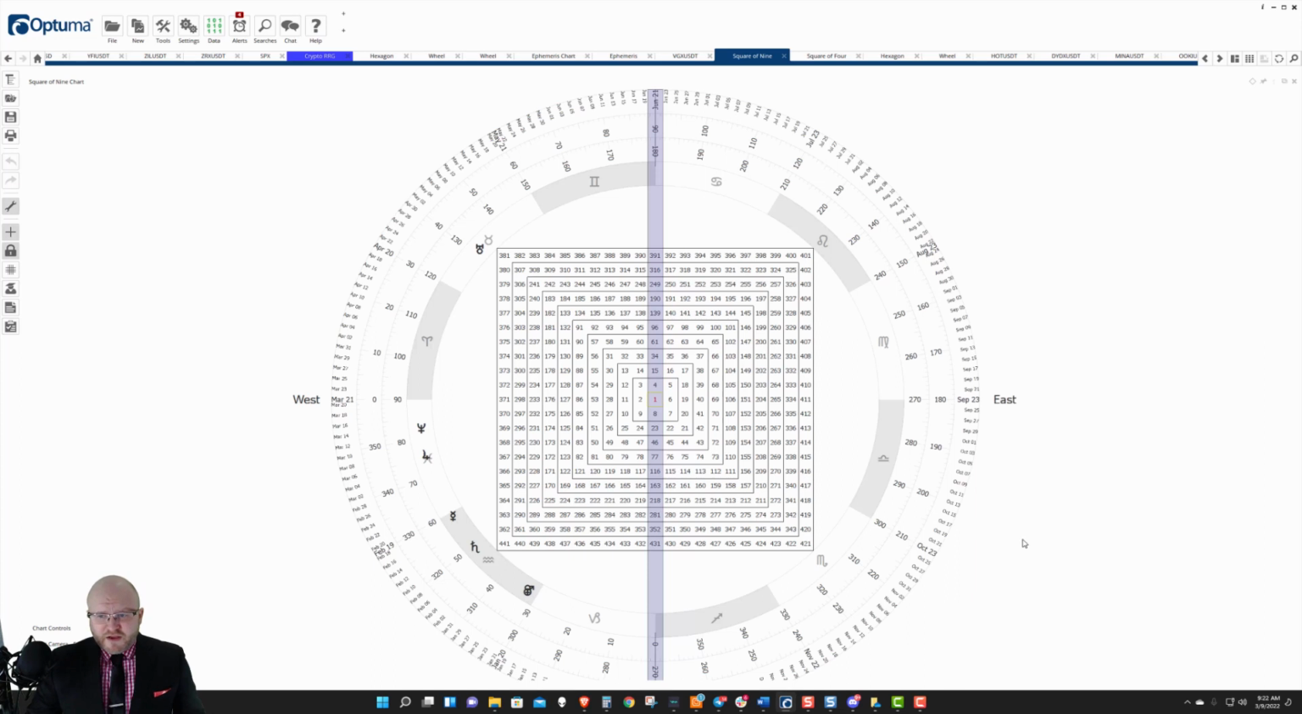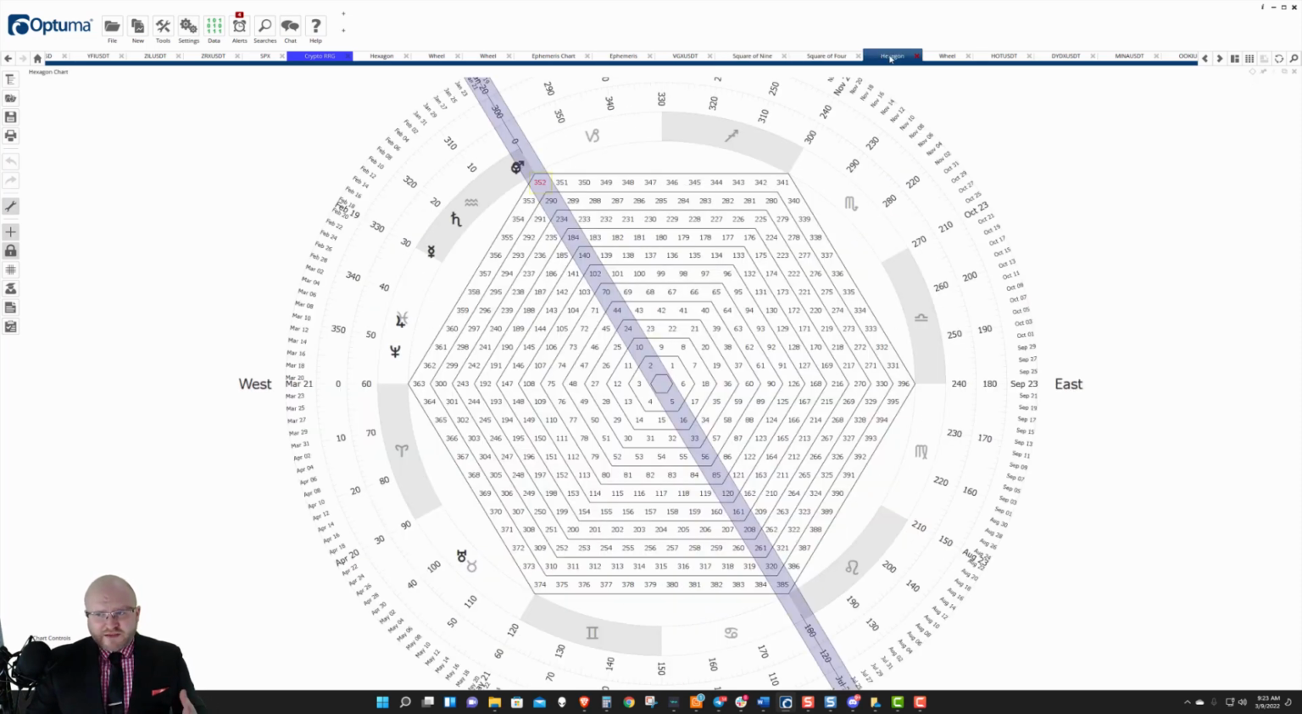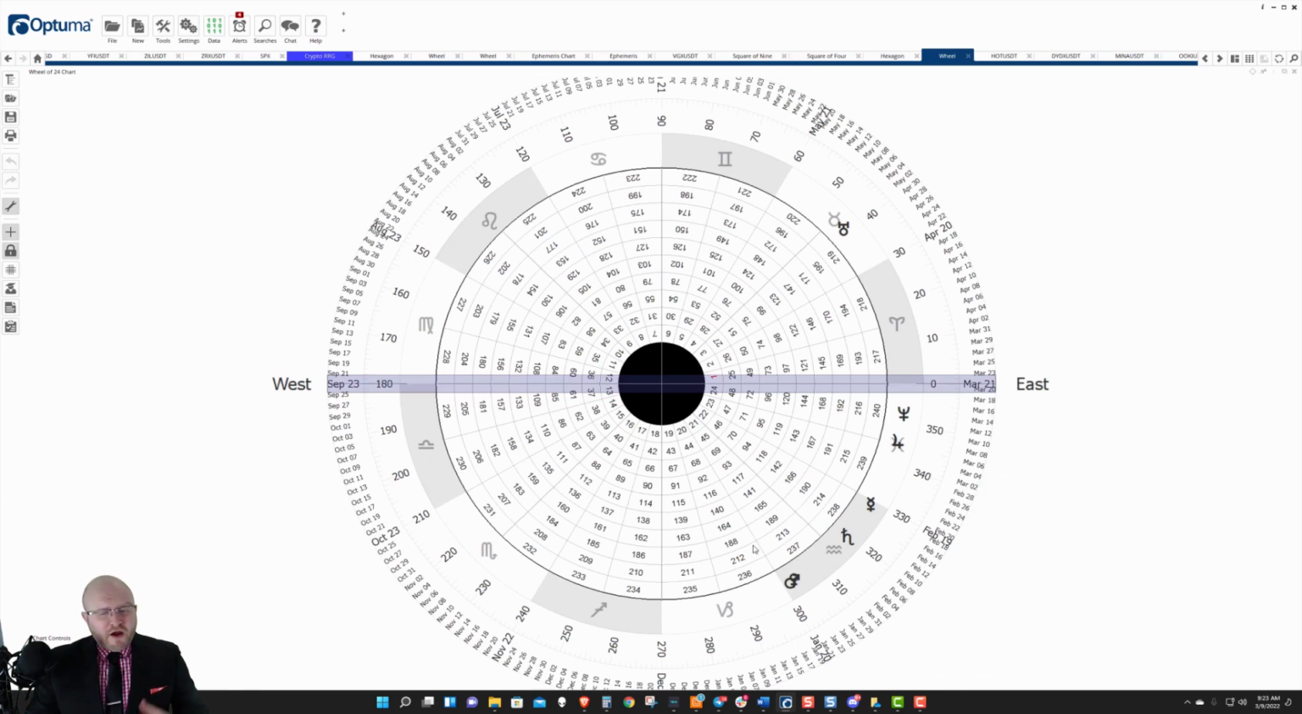One of them is the Square of 9 tool. These were used to forecast future prices at future dates, referencing back to important levels like anniversary dates of important swing highs and lows, all-time highs, all-time lows, and then building off of those dates. And he used some other tools too, like the Square of 4, Hexagon, his Wheel of 24.